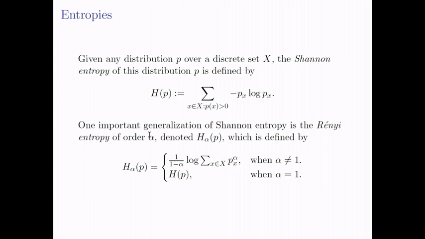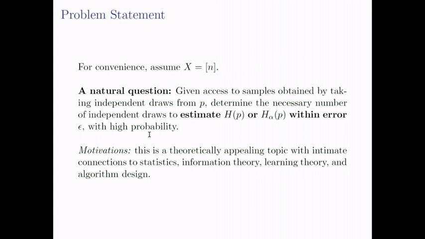So those 2 are very important quantities in information theory. And also you can use them to characterize many properties of distributions. So a natural question in this property testing literature is basically: if I give you samples independently drawn from this kind of distribution, I want to estimate the Shannon entropy or Renyi entropy within some error with high probability. I want to determine the smallest number of samples that I need for that purpose.